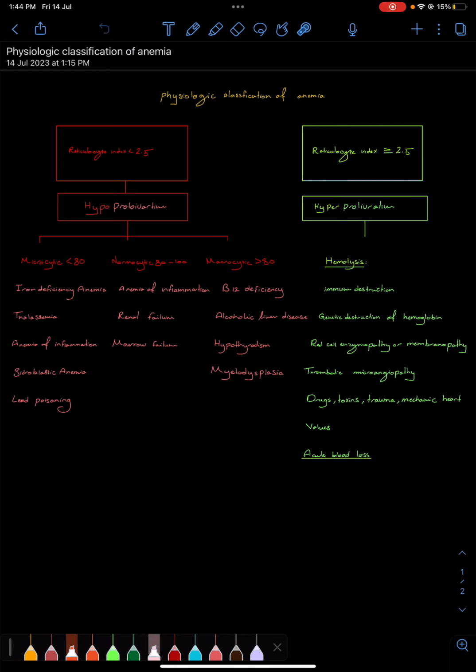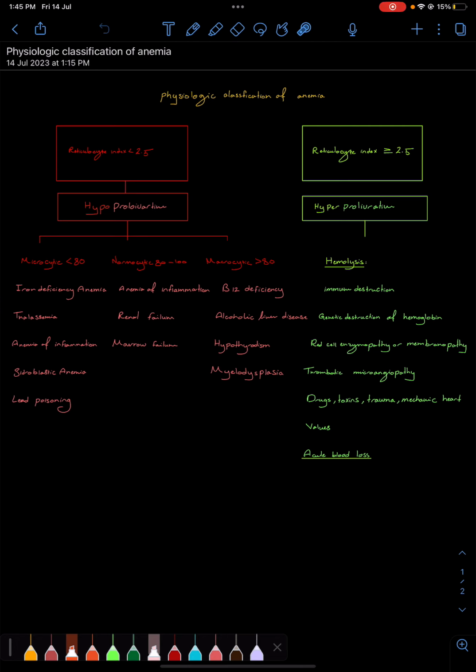Okay, the microcytic, with MCV less than 80, could be iron deficiency anemia, thalassemia, anemia of inflammation, sideroblastic anemia, and lead poisoning. So all of these are hypoproliferative, and they are also microcytic, with MCV less than 80. I mean, in terms of the size.